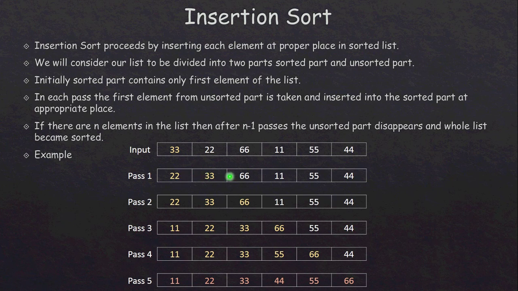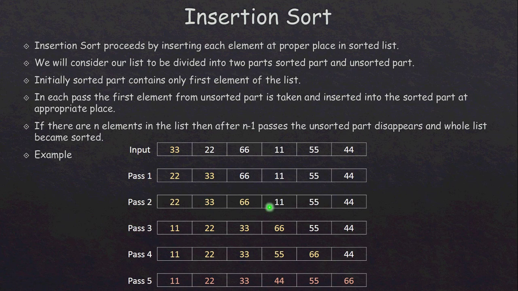Next, the remaining part is the unsorted part. I will take the first element, that is 66, and it will be inserted at the appropriate place. Here 66 will come after 33, so 66 will retain its place. So 22, 33, 66, these three are in the sorted part. Similarly, I will take 11, the first element from the unsorted list, and it will be inserted before 22.